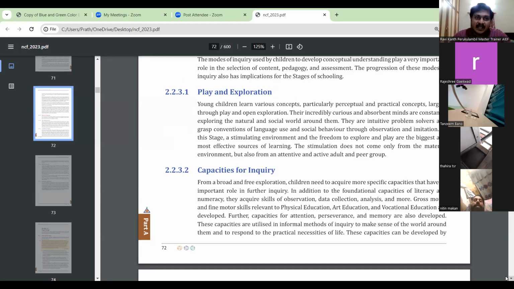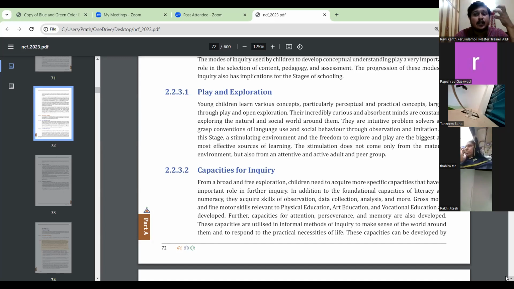Young children learn various concepts, particularly perceptual and practical concepts, largely through play and open exploration, which means through play. While they are playing deliberately, when we make arrangements for play, especially for conceptual understanding, they understand those concepts, perceptual and practical concepts, with the help of play and exploration. Their incredibly curious and absorbent minds are constantly exploring the natural and social world around them.